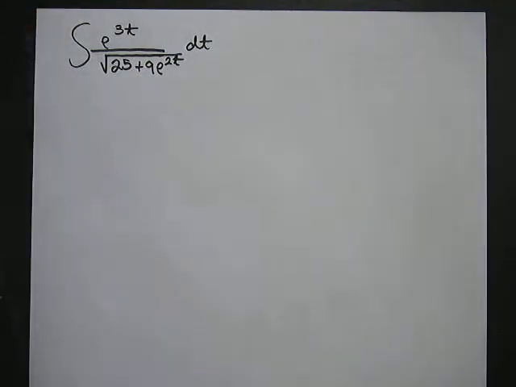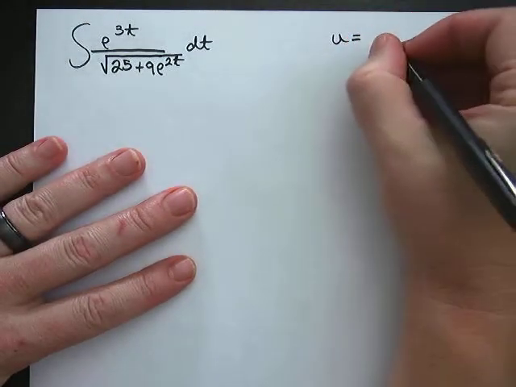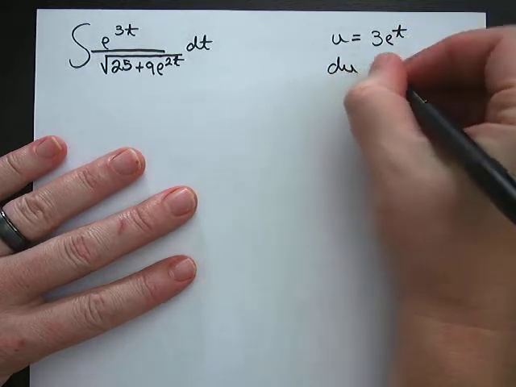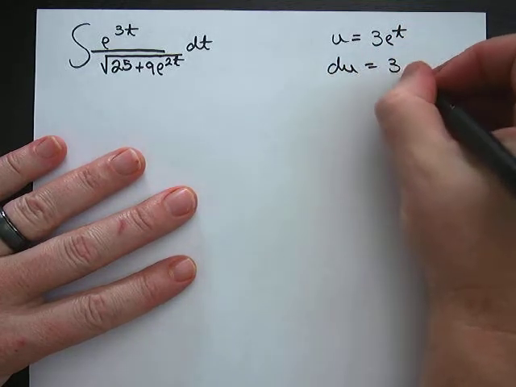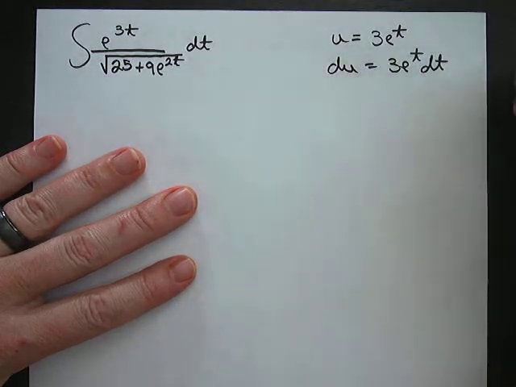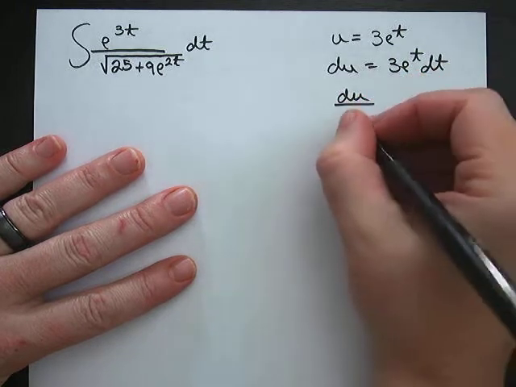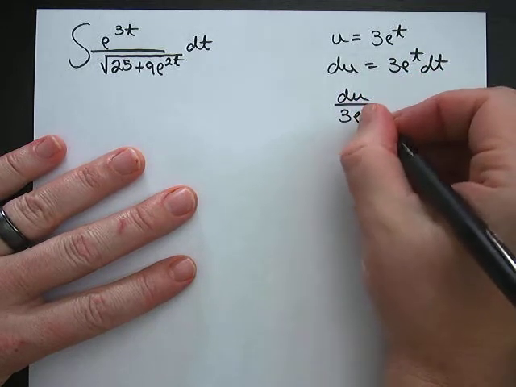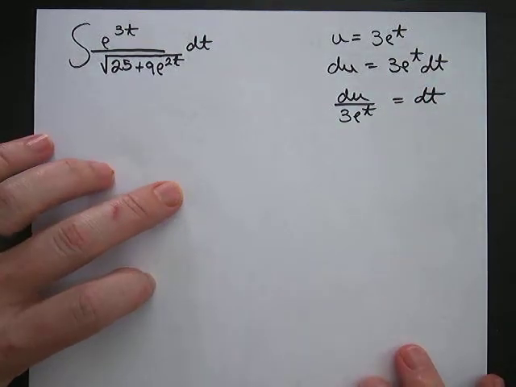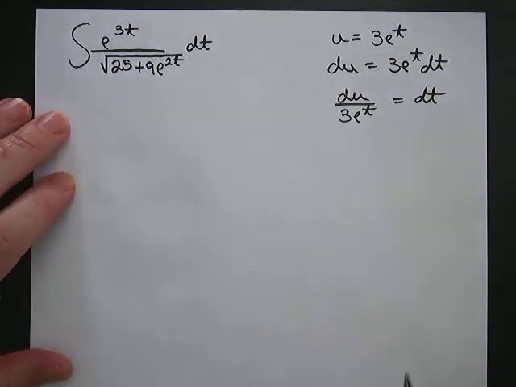Okay, so the first thing that we're going to do is set u equal to 3e to the t, which means that du is equal to 3e to the t dt, because its derivative is itself, and we can divide that over. So du divided by 3e to the t is equal to dt. Okay, and we're going to do our substitution here.